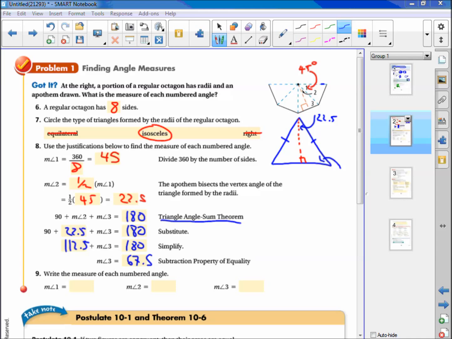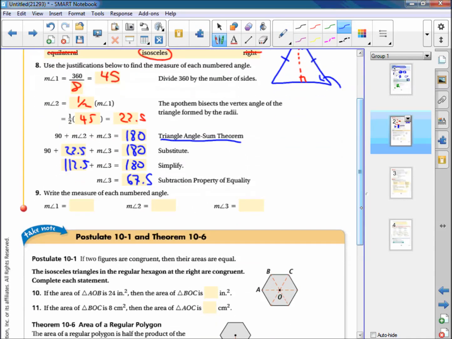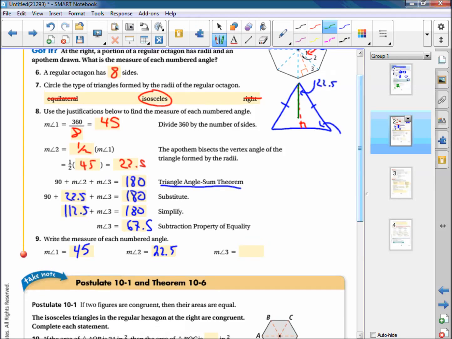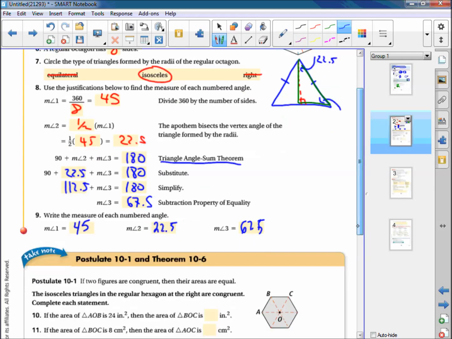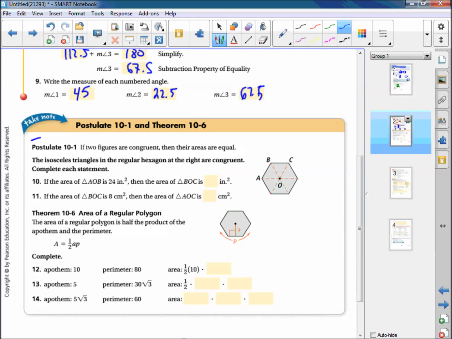All right, so then we'll write out our final answers. So we knew that angle 1 was 45, okay? 1/8 of the whole 360 for the center. And then we split that in half again to get 22.5 for angle 2. And then we used the right triangle that's formed by half of one of those slices. And we knew 2 of the 3 angles, and the third one was 67.5, because the 3 of them together should have added up to 180. Okay. All right, postulate 10-1 and theorem 10-6.